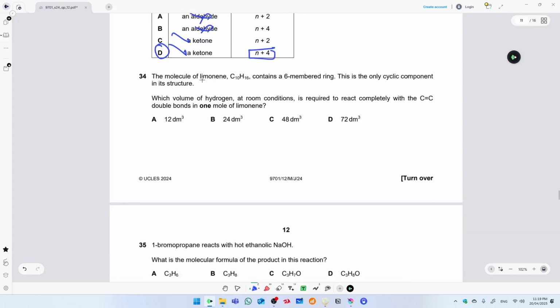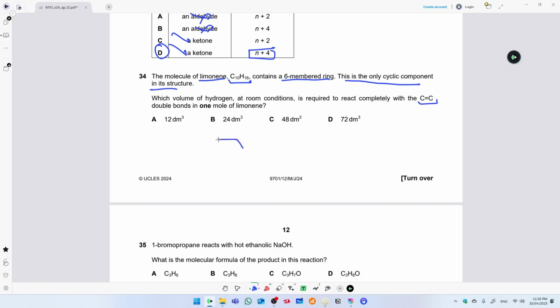The molecule of limonene, C10H16, contains a 6-membered ring. This is the only cyclic component in its structure. Which volume of hydrogen at room conditions is required to react completely with the C=C double bonds in one molecule of limonene? Okay, so let's try to construct an imaginary or fake structure of limonene, because we don't know the actual structure. You're not supposed to memorize it.